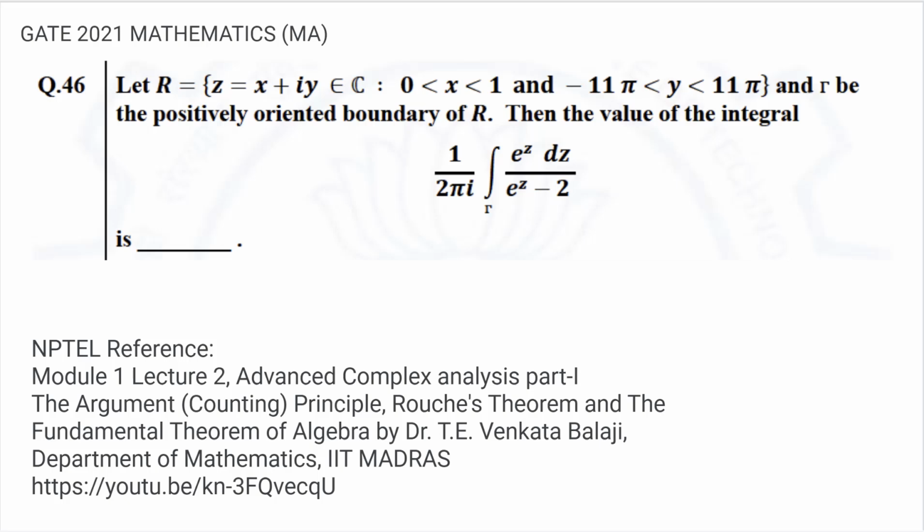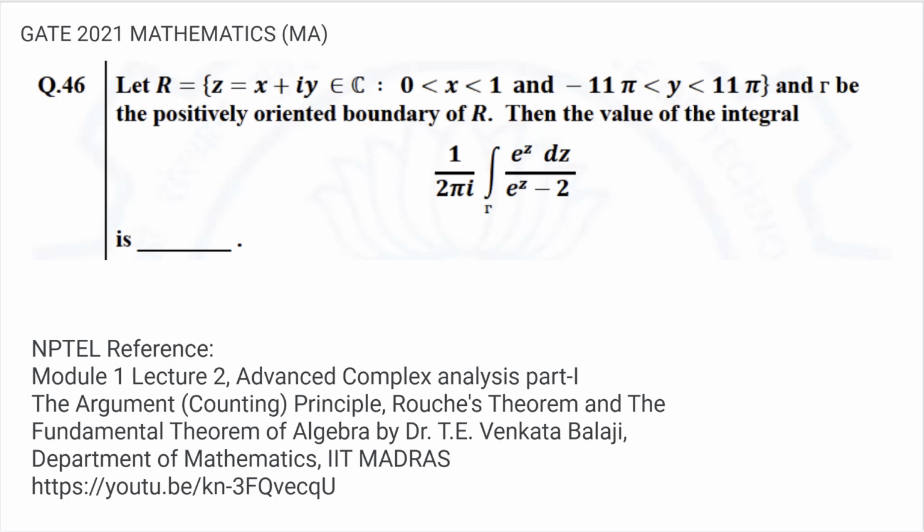Our problem is from GATE 2021 mathematics paper, question number 46. The problem given is: let R be the region given by the complex numbers z equal to x plus iy in C such that 0 less than x less than 1 and minus 11 pi less than y less than 11 pi, and gamma be the positively oriented boundary of R.